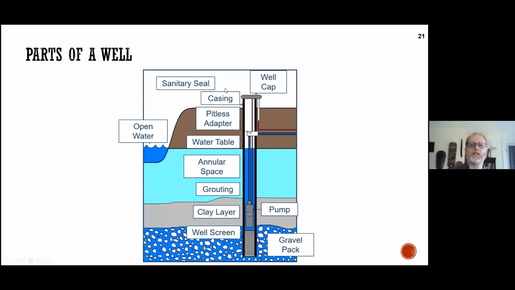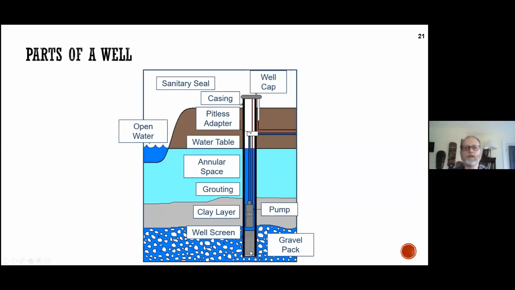And you can see the cross section. The casing extends from above the surface, so above ground, all the way down into the lowest portion of the drill, which is obviously below the top layer of the water table. You can see, in fact, the water table is that differentiation between brown and light blue. And this representation is as if the pump is not running. So the water table's up here, and the well and the pump are well below that.